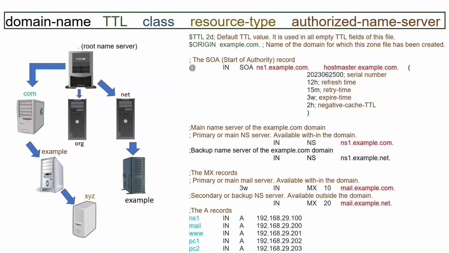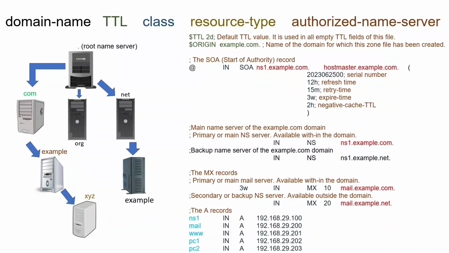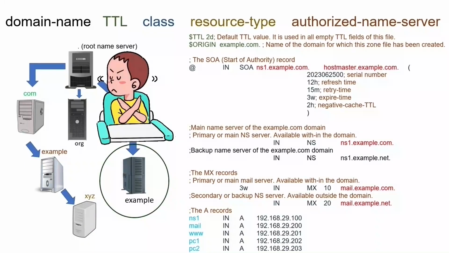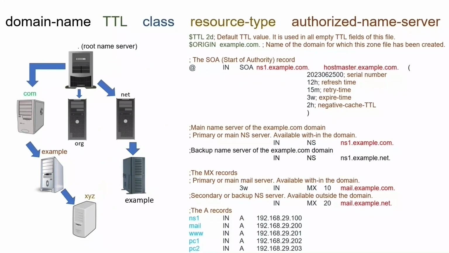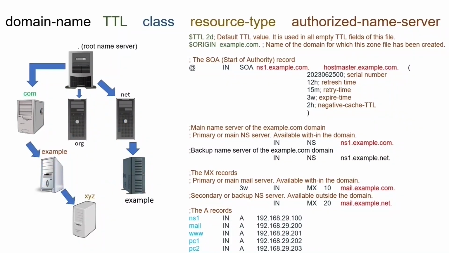We use the same syntax to add an NS record for the backup name server. If the backup name server is available within the domain, we also need to add a host record for it. If the backup name server is available outside the domain, we do not need to add a host record for that. As mentioned earlier, in a DNS system, only authoritative name servers can resolve queries. Because of this, we also need to configure the backup name server as the authoritative name server for the domain.